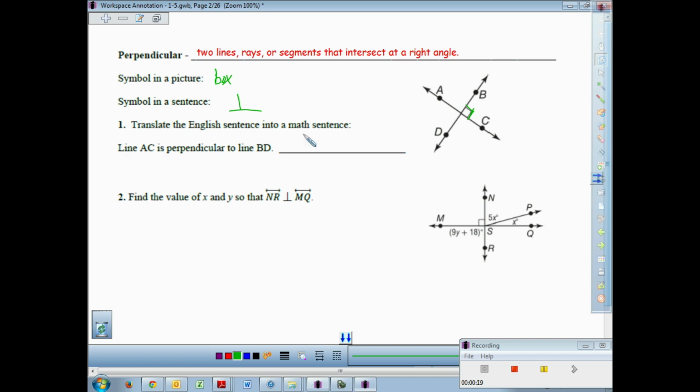So let's see if we can translate this English sentence right here, underlined in green, into a math sentence. See this? Line AC, how it says that in English? Translate that to math for me, please. How would we write line AC in math?